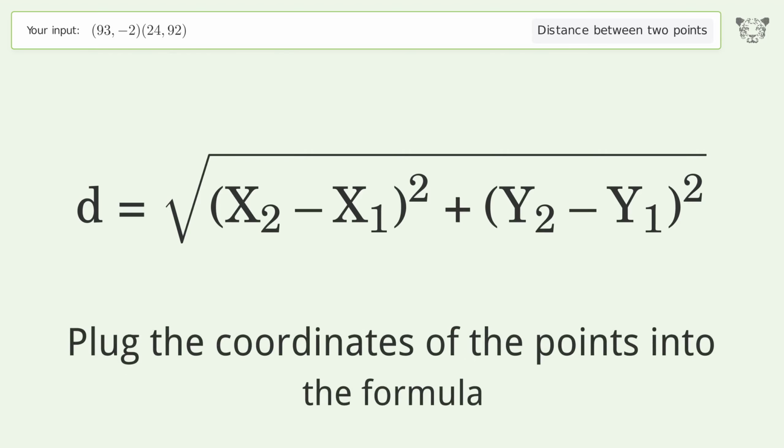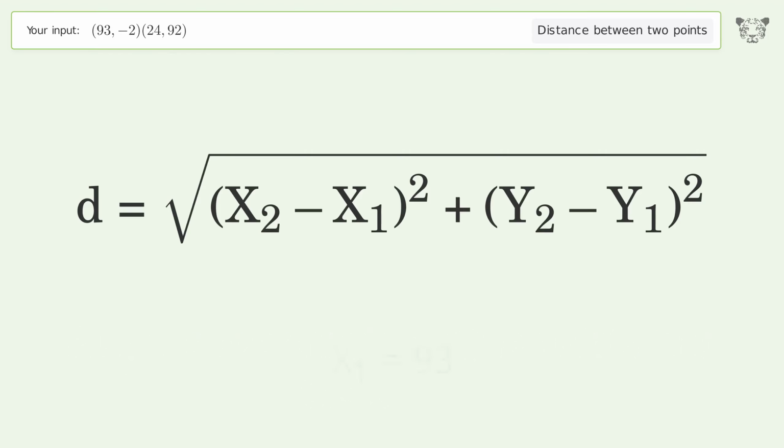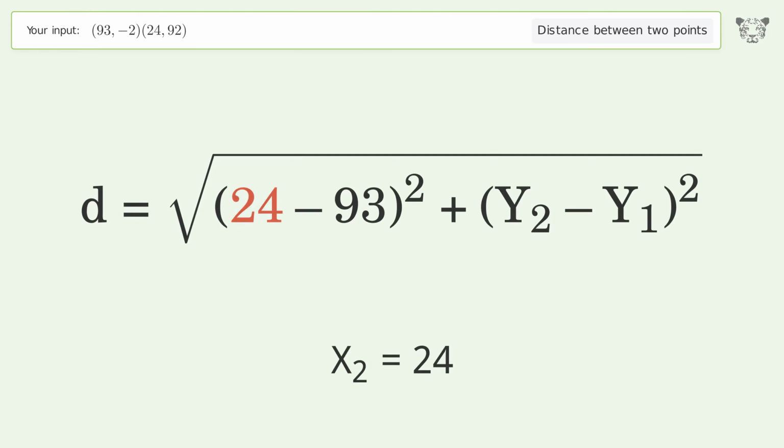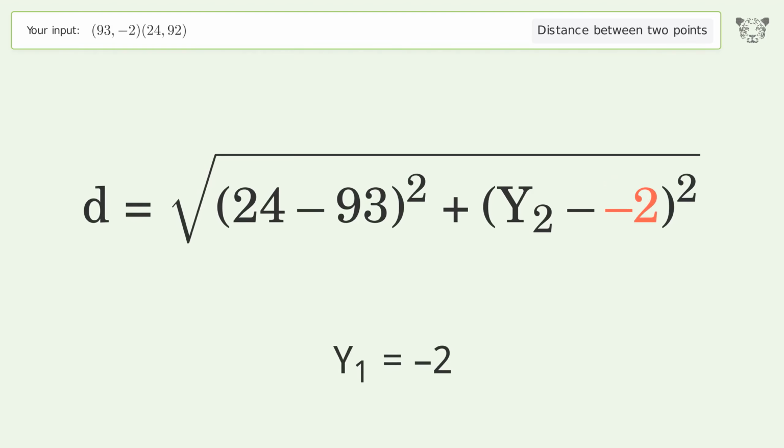Plug the coordinates of the points into the formula. x1 equals 93. x2 equals 24. y1 equals -2. y2 equals 92.